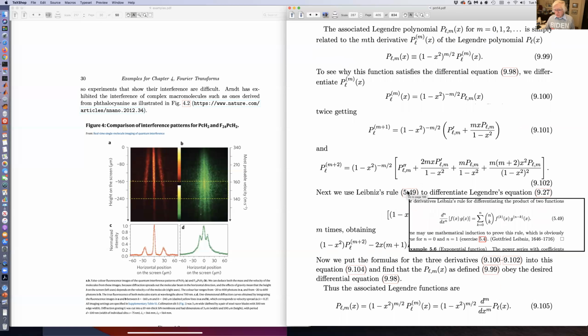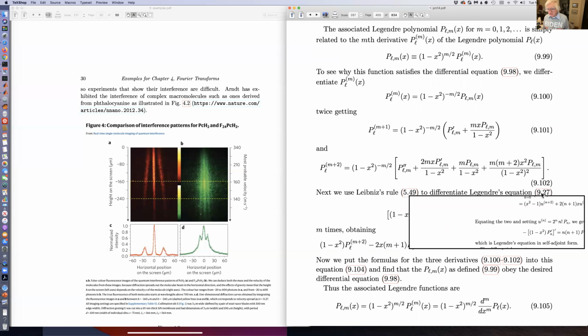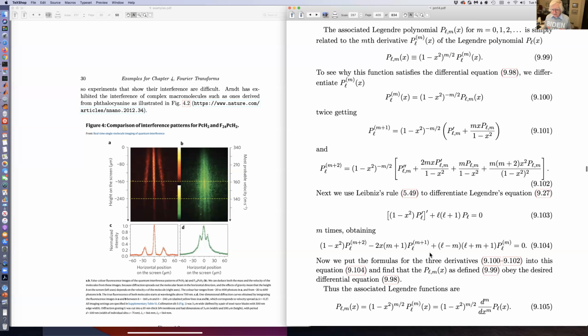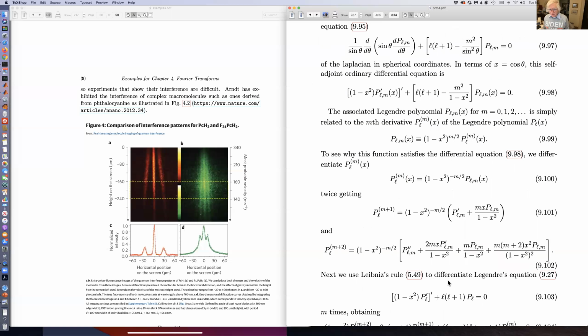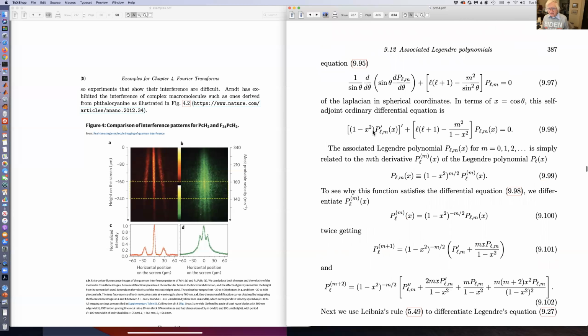We use Leibniz's rule to differentiate Legendre's equation, which was just the equation for a Legendre polynomial. We differentiate this equation m times, and then we get this expression. Now we take these equations and stick them in here, and we see that they obey the desired differential equation like that. In other words, we see that our P_L^M do satisfy this equation.